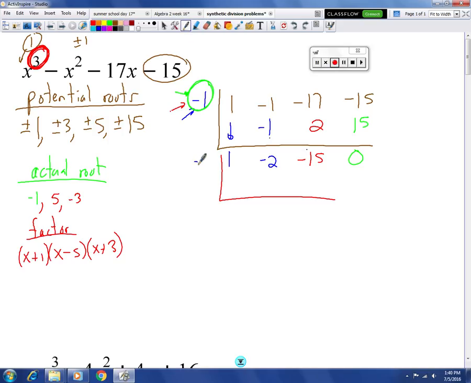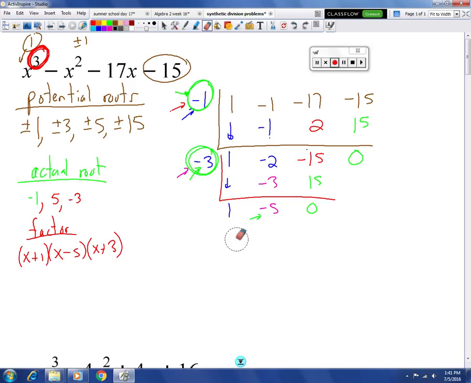But let's try negative 3 just to show that this process does work. Drop that first number. Alright. The negative 3 times a 1 is a negative 3. Negative 2 plus a negative 3 is a negative 5. Okay, and then this negative 3 on the outside times that negative 5, that's a positive 15. And we got our 0. So we know that's another root.